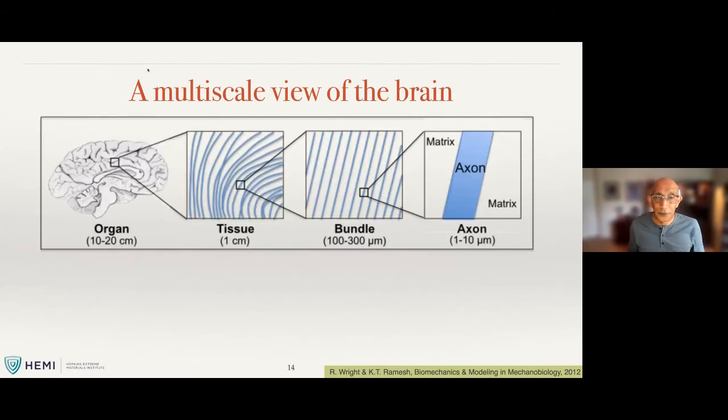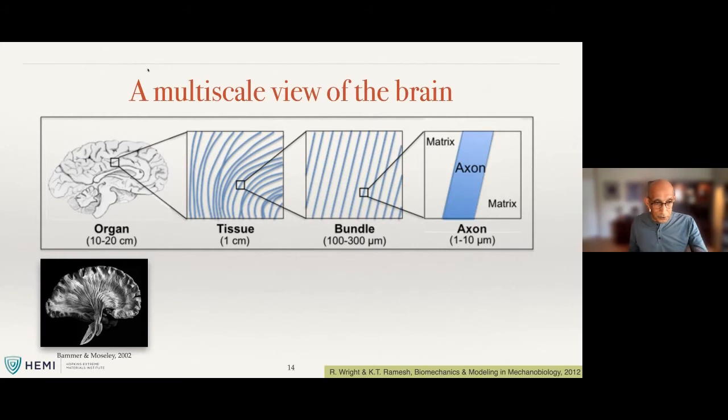All right. So the way we are going to think about this, because we're mechanics people, is we build a multi-scale view of the brain. So we say, here's the brain. We've got the organ on the left, that's the whole brain. That's got tissues inside it. The tissues have axonal bundles, so bundles of these fibers that run together. Those are about 100 microns across. And then we have individual axons.